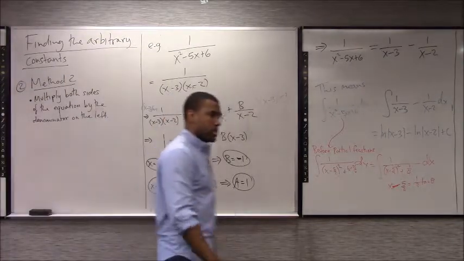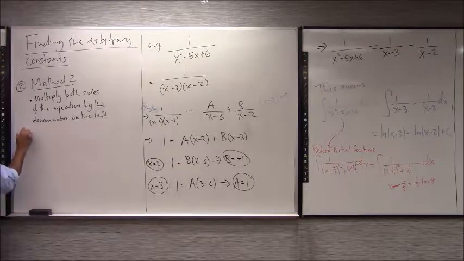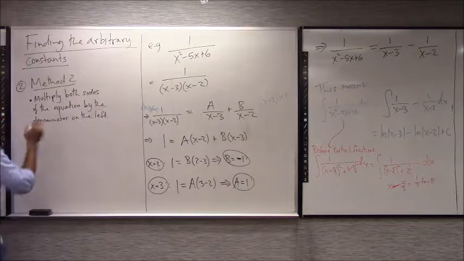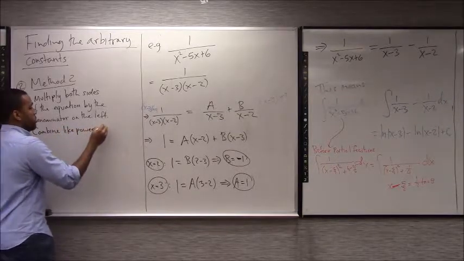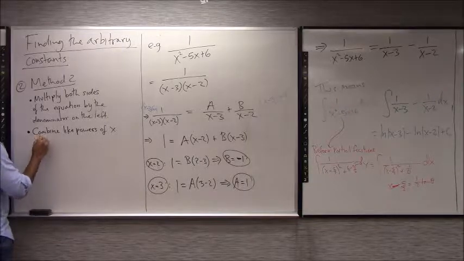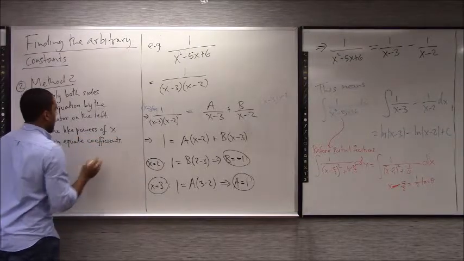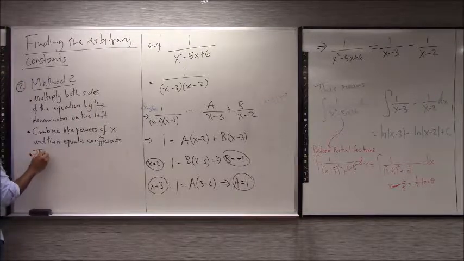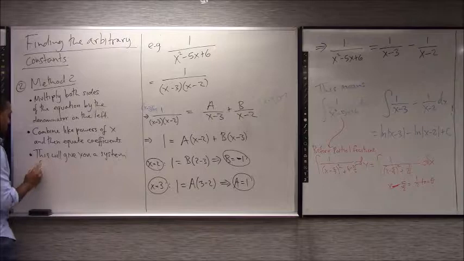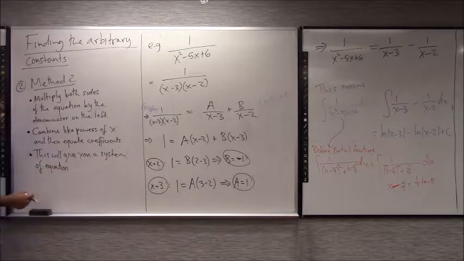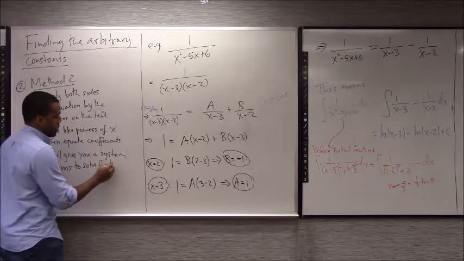Kind of starts out the same, multiply both sides by the biggest denominator, so you get a nice equation. But here's how you go about the second step. You combine like powers of x and then equate coefficients. This will give you a system of equations to solve. It'll be linear equations by the time you get to this level. So it'll be a system of linear equations to solve for the arbitrary constants.